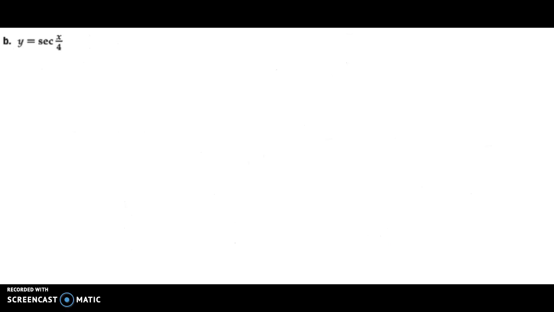Last question. y is equal to secant of x over 4. Okay, so the period again is going to be 2 pi over b. Our b would be 1/4. So then 2 pi divided by 1/4 is 8 pi. So it's going to take 8 pi radians to make a whole period.